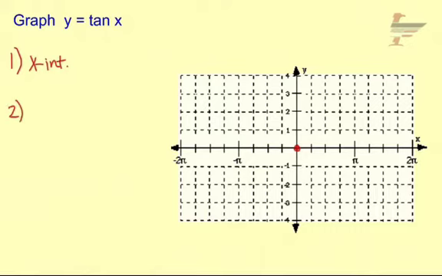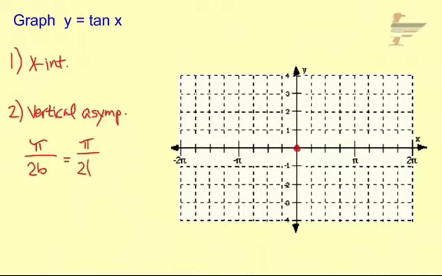Second thing we want to do is find our vertical asymptotes. So if we remember, there are certain spots where the tangent function is not defined, and we put vertical lines in those places. So how we find the vertical asymptote is we are going to do pi over 2b. Now pi over 2b, our b value is whatever's in front of the x, which in this case is just a 1. So pi over 2 is where our first asymptote is going to be.